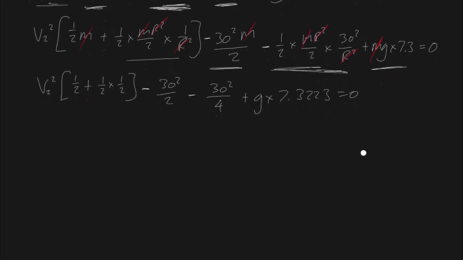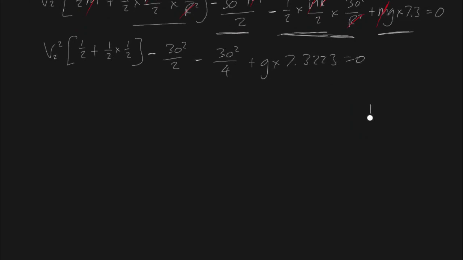Whew, okay, almost done. Now I know I've been saying that all video, but this time I mean it, so let's just power through it. v2 squared times by, well, what's a half plus a quarter? That's going to be 3/4, minus 30 squared times by a half plus a quarter, which is going to be 3/4, plus g times by 7.3223 is equal to 0.